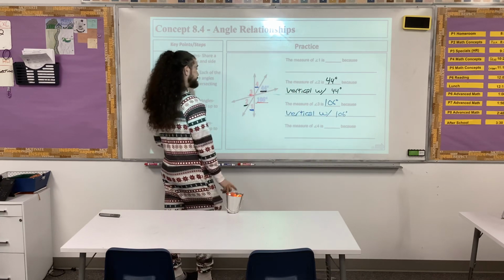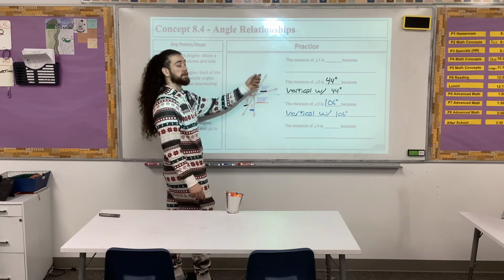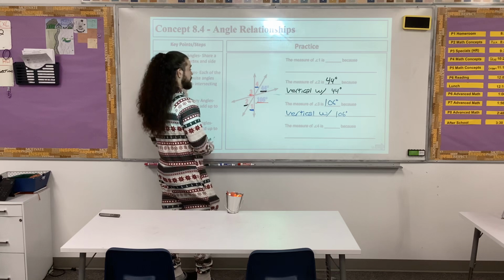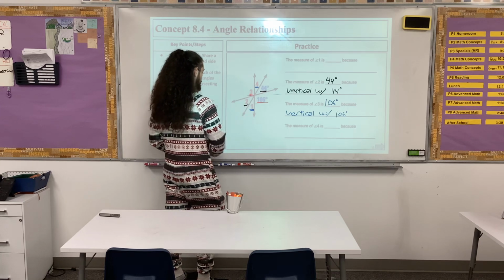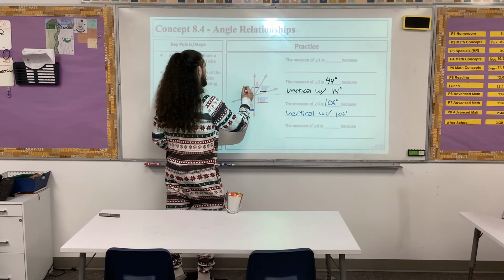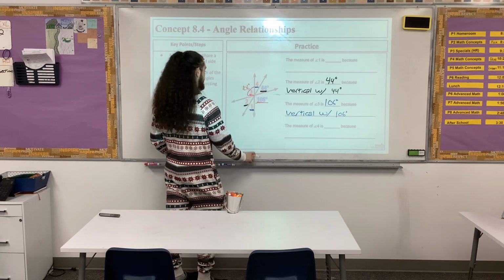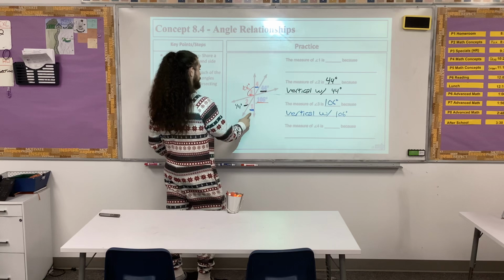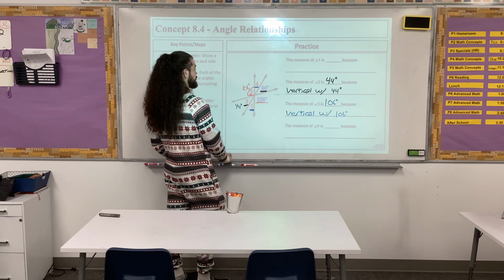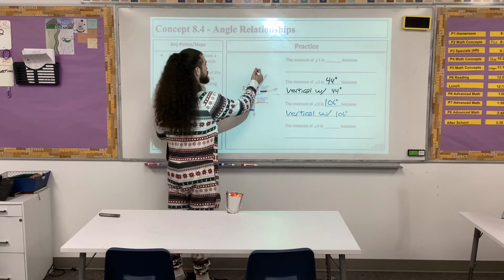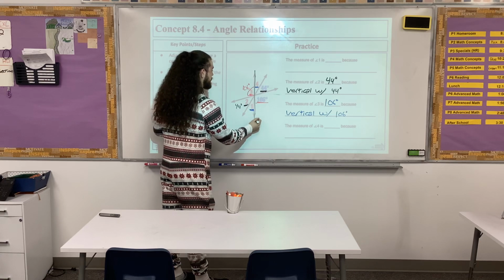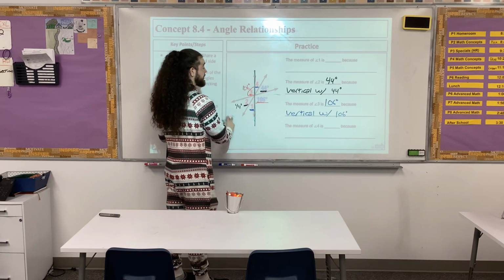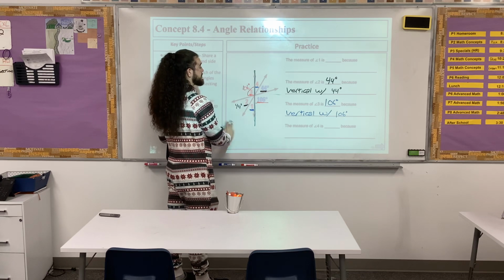Now, angle 1 and 4, I can't use a vertical relationship, right? So let's go through and find 1. Well, I know 3 was 106. And I know 2 was 44. And I know plus 1 gives me a straight line. We have a straight line, right? So these 3 angles give me a straight line, or give me 180 degrees, because they are supplementary.